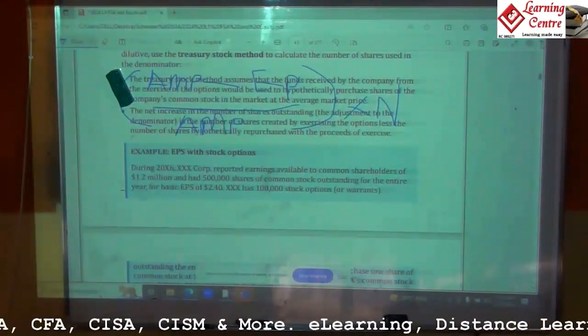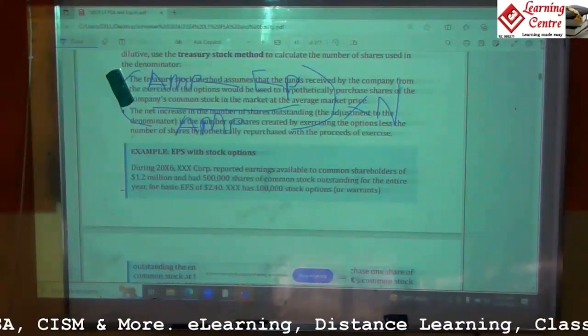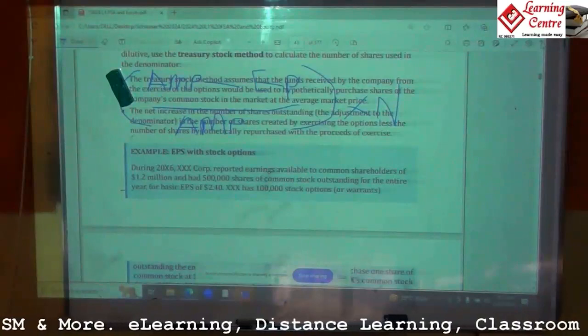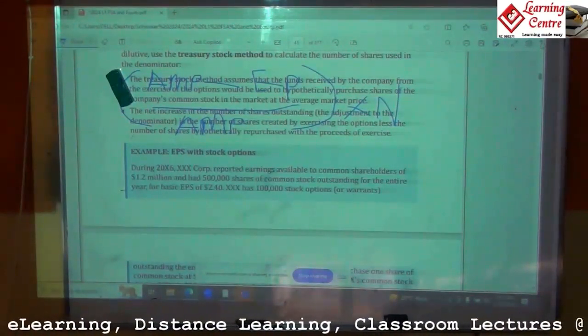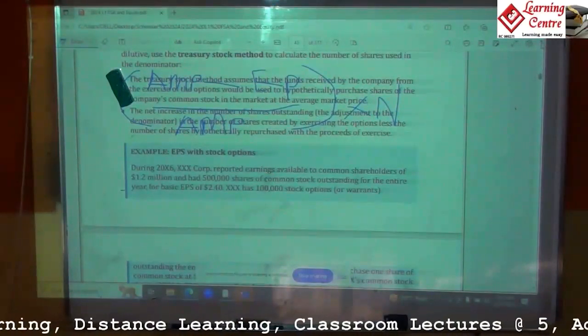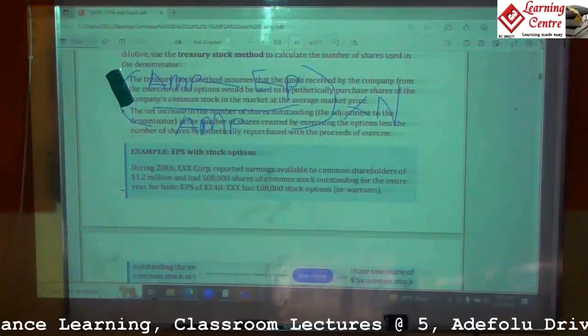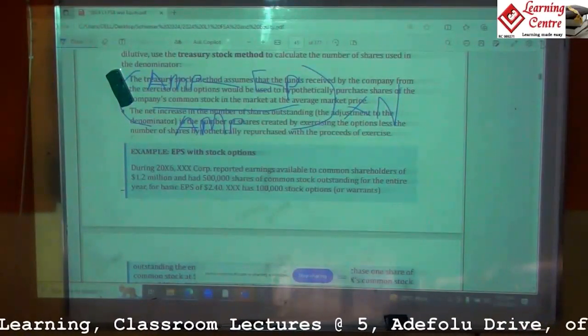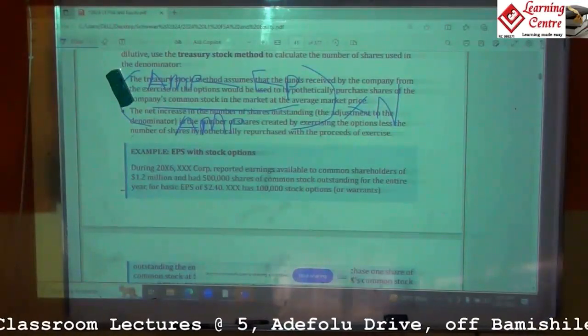During 2006, the corporation reported earnings available to common shareholders of 1.2 and had 500 shares of common stock outstanding. So the first thing you need to do, like I said, is to calculate your basic earnings per share, which is your earnings divided by your common stock: 1.2 divided by 500. So that's how you get to that 200.